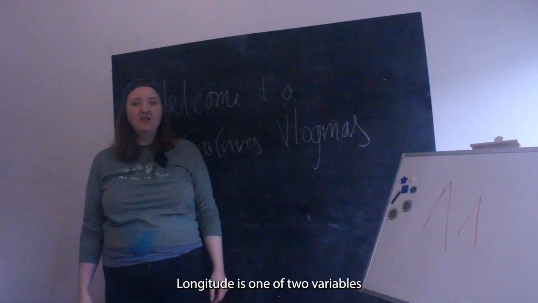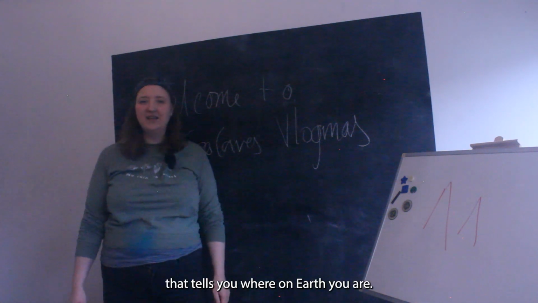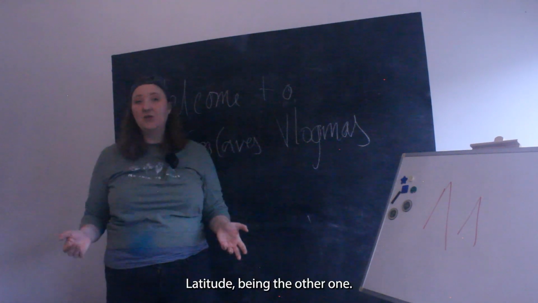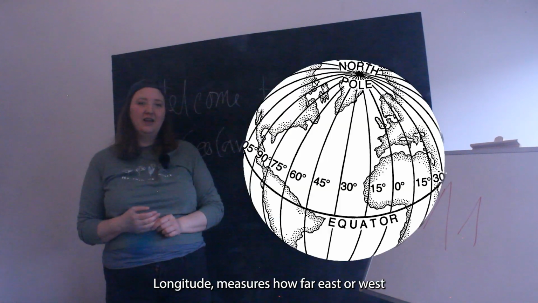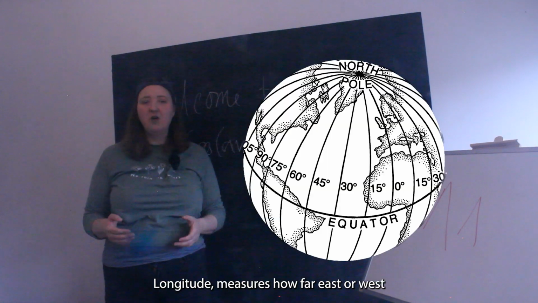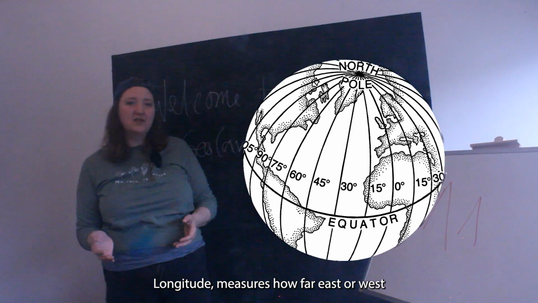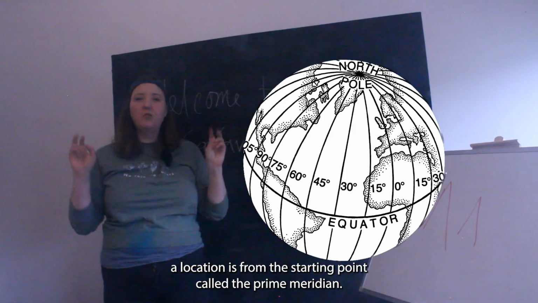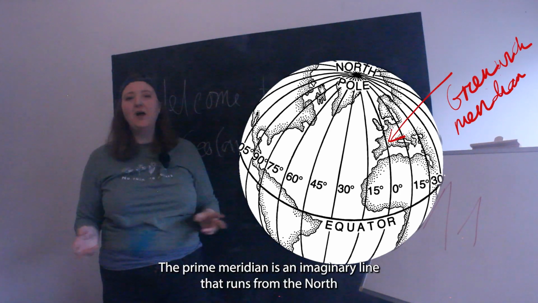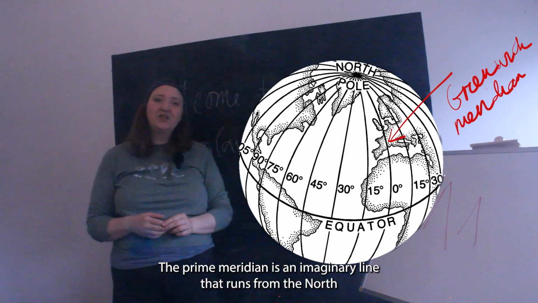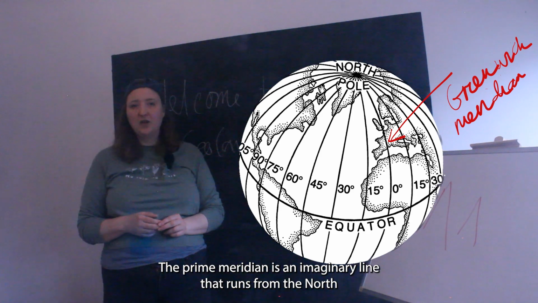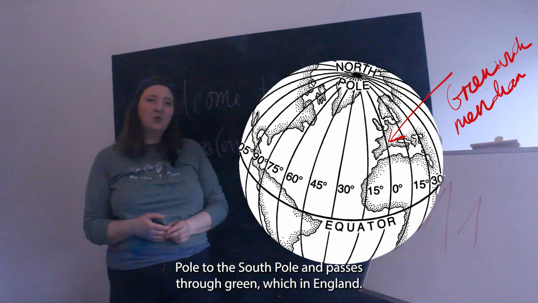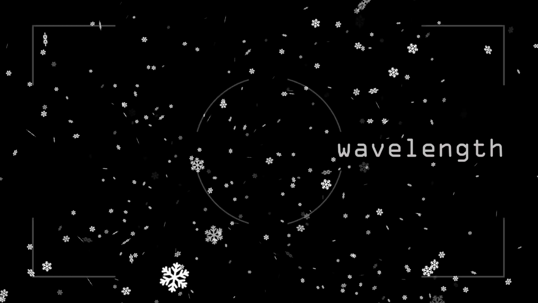Longitude is one of two variables that tells you where on Earth you are. Latitude being the other one. Longitude measures how far east or west a location is from the starting point, called the prime meridian. The prime meridian is an imaginary line that runs from the North Pole to the South Pole and passes through Greenwich in England.